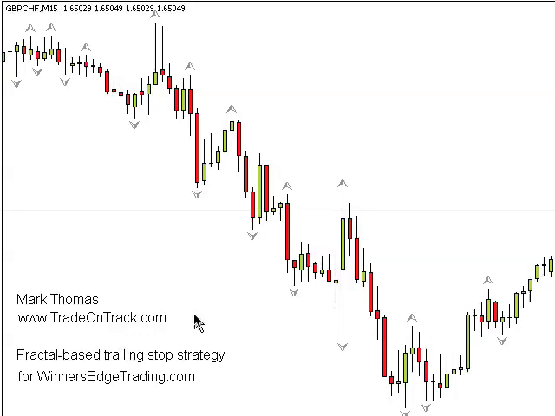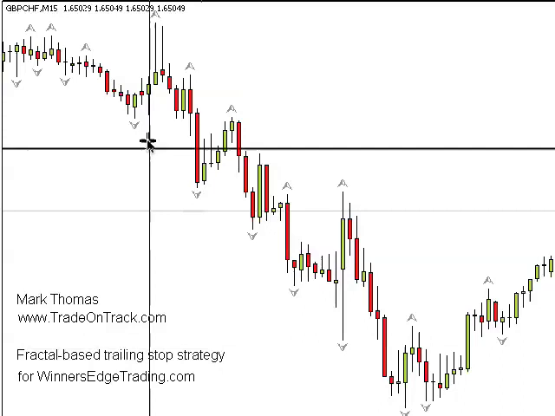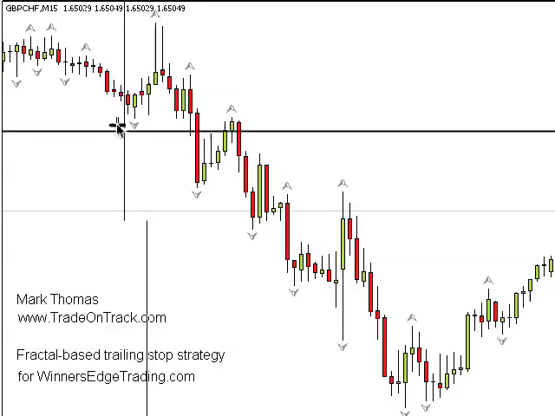Today we're discussing a fractal-based trailing stop strategy that's being developed for winnersedgetrading.com. So visit that site for an accompanying article which describes the strategy in more detail. This is the first article and video in a series, and we'll just discuss the overall concepts of how this trailing stop strategy may work.